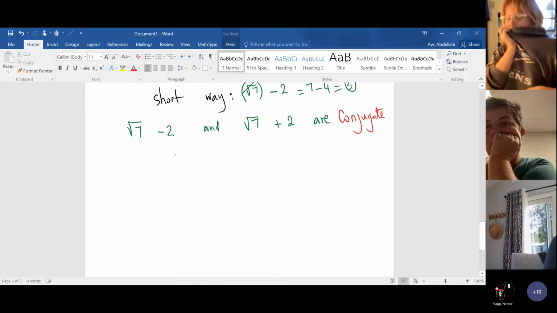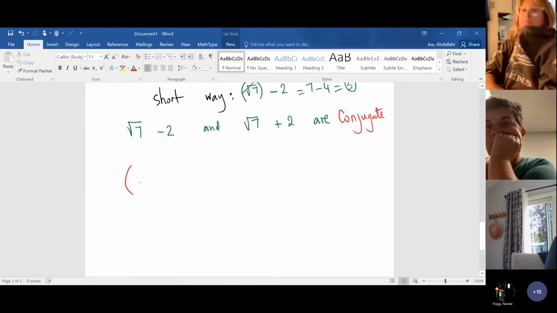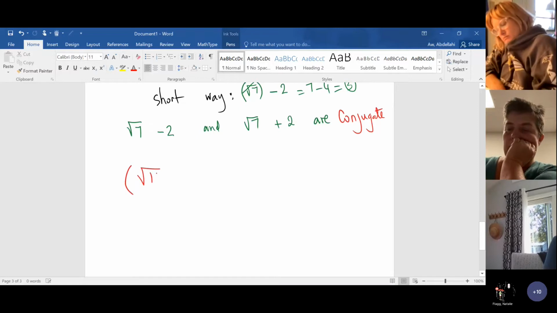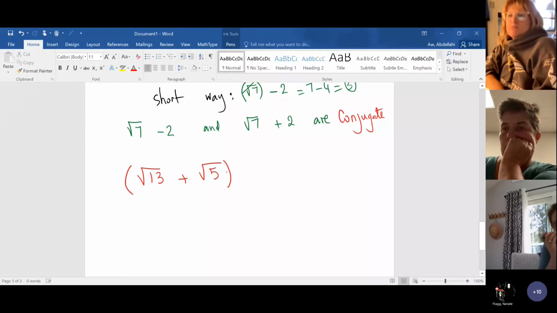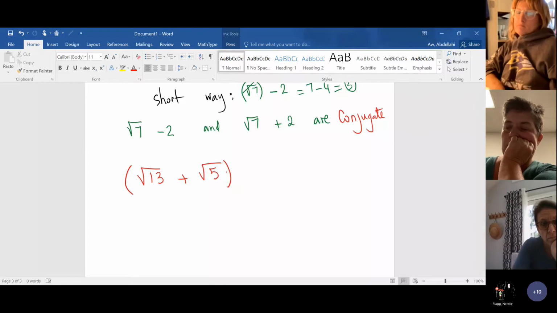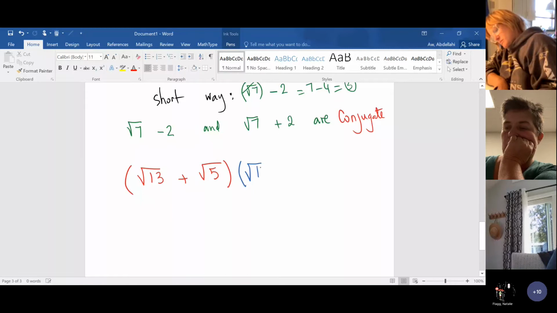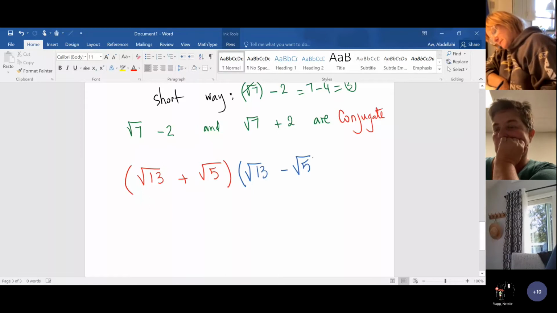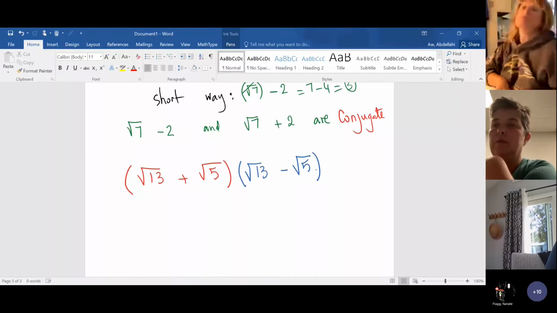Okay, so look right here. If I have square root of 13 plus square root of 5, what is the conjugate of this expression? Square root of 13 minus square root of 5. Thank you very much. You just change the middle sign, that's it. So square root of 13 minus square root of 5. When I multiply them, again, to repeat, do we need to FOIL? No. We don't need to FOIL.